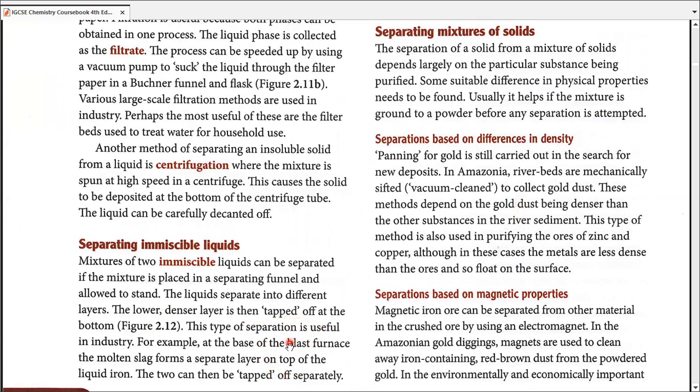So there is another example in chapter number 9, blast furnace. Molten slag and liquid iron are tapped off separately since they are immiscible and they form 2 separate layers. So this process can be carried out with any kind of immiscible liquids. If they do not react with one another, if they do not dissolve in one another, we can always separate them with an easier method like a separating funnel.